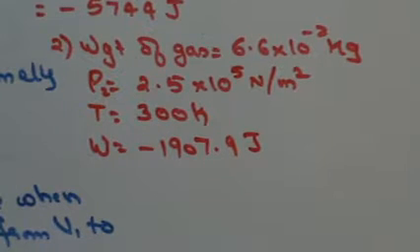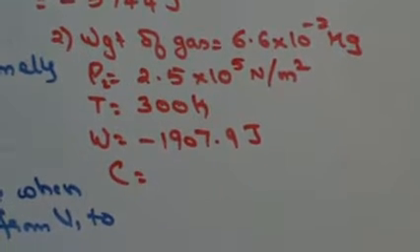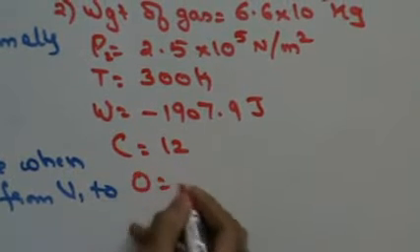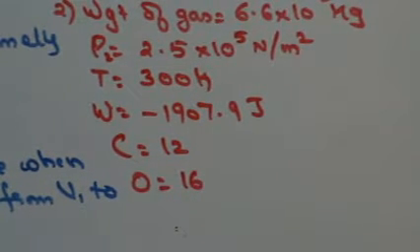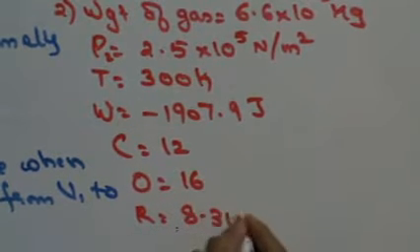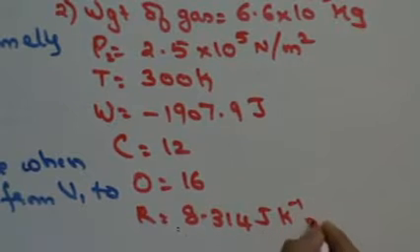Calculate the initial pressure if the atomic weight of carbon is 12, oxygen is 16, and R is 8.314 joules per Kelvin per mole.